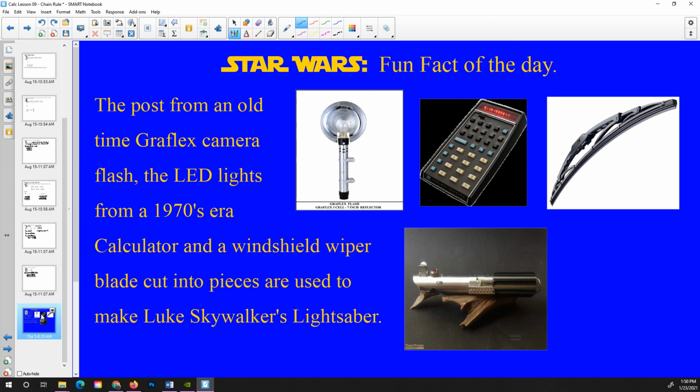The Star Wars fun fact of the day. The flash from an old-time Graflex camera, the LED lights from a 1970s era calculator, and a windshield wiper blade cut into pieces are all of the components that were used to make the original 1976 version of Luke Skywalker's lightsaber. So they just pulled the flash off the top of that. They took the LEDs out and placed them there. They cut this windshield wiper blade into sections and then they glued them around the edge, and now we have a lightsaber. How cool is that?